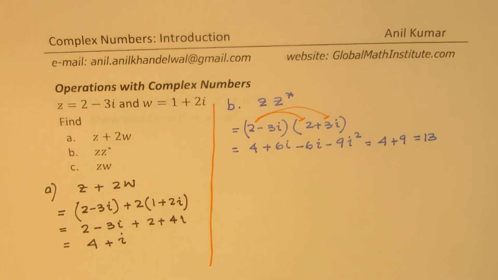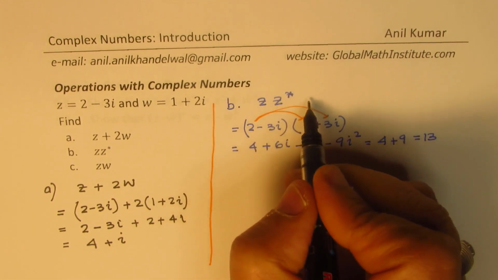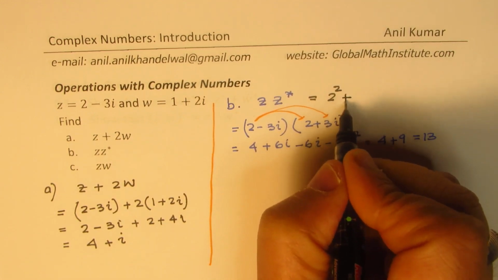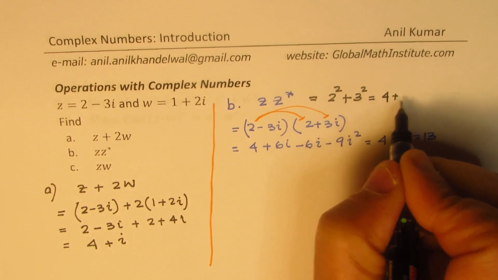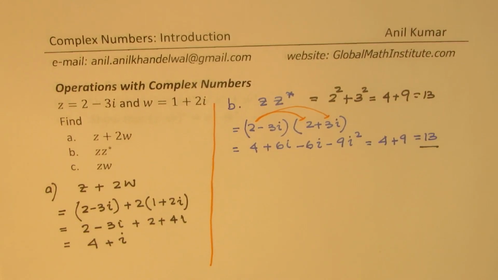So as you can see, in short, z times its conjugate is equal to 2 squared plus 3 squared, which is 4 plus 9 equals 13. Is that clear to you? So that is the property which we just looked into, right?